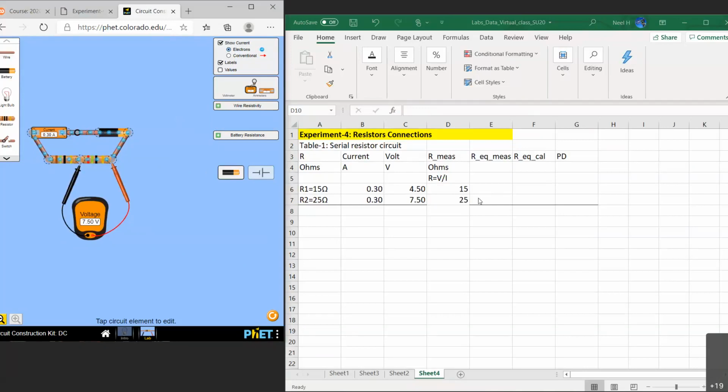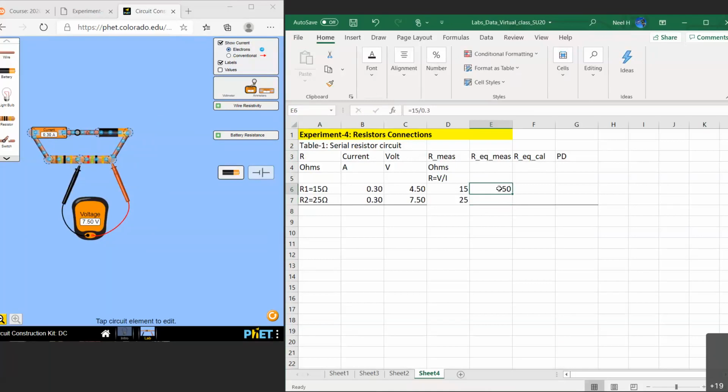Good. No questions. Okay, then let's take a look at how to measure the R equivalent. You can measure R equivalent by assuming these two resistors act as a single resistance. Then you can measure it by knowing the total voltage applied to the circuit and the total current passing through the circuit. The total voltage applied to the circuit is 15. The total current passing through the circuit is 0.3. So if you do that, R equivalent is actually 50 ohms.